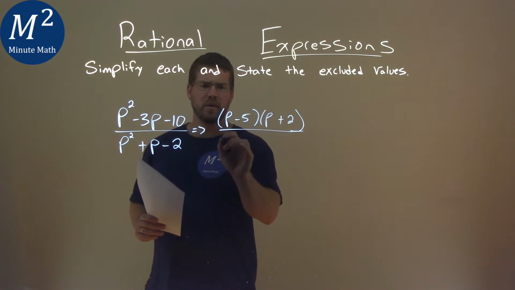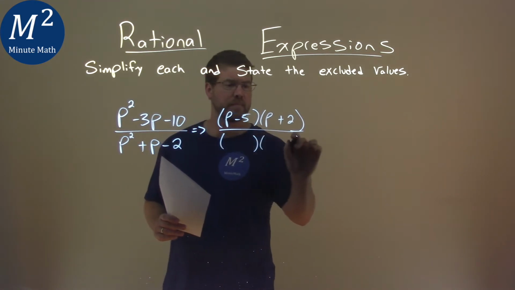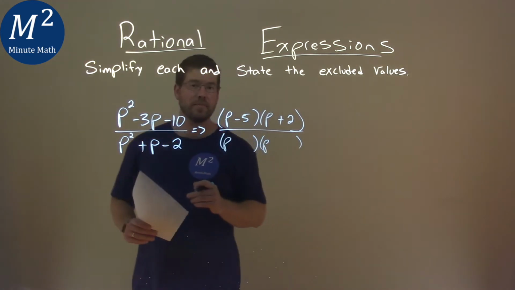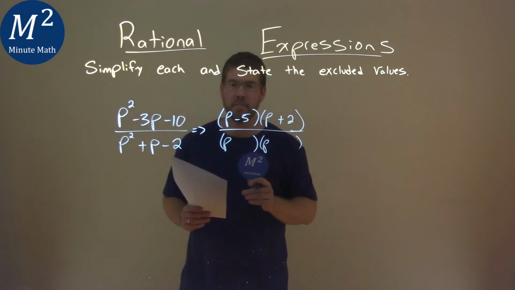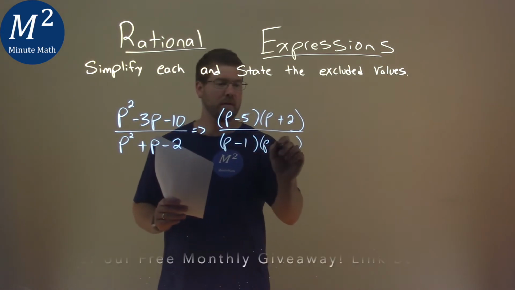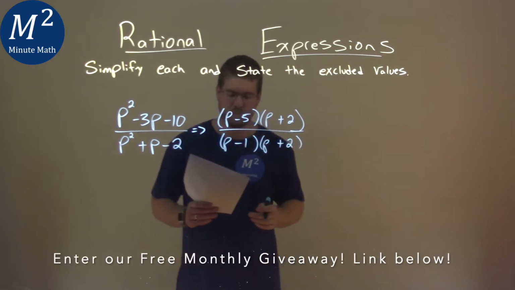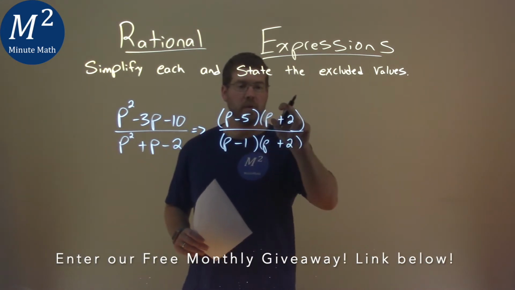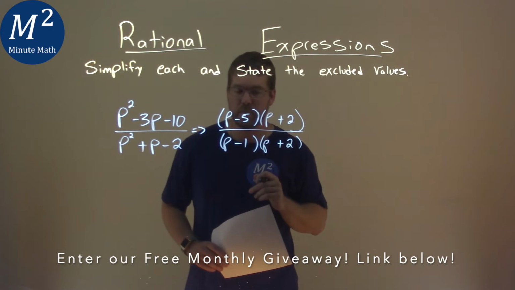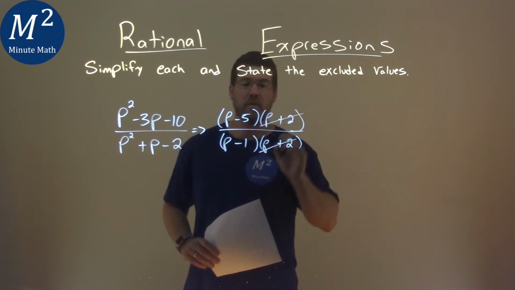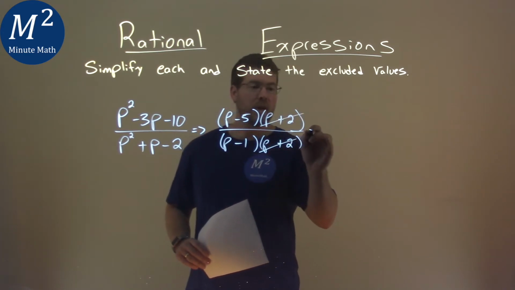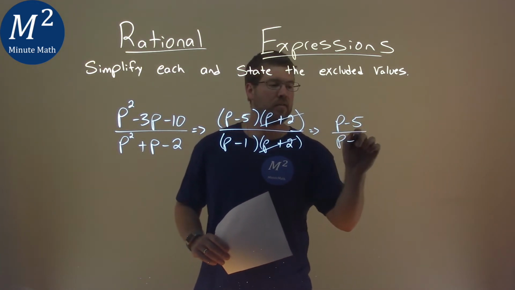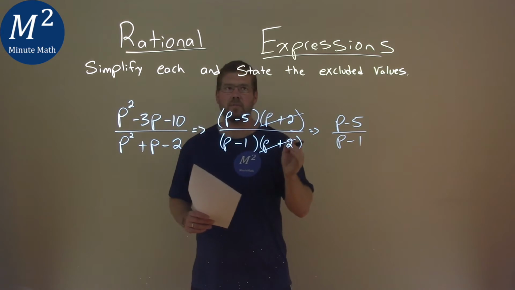Now we're going to do the same thing with the denominator. Factor it out if we can. And what two numbers multiply to be negative 2, but add to be a positive 1? And that's going to be a minus 1 and a positive 2. Now notice here a repetition of p plus 2. P plus 2 divided by p plus 2. They can cancel each other out. And so now we're left with p minus 5 over p minus 1. And that is our simplified expression.